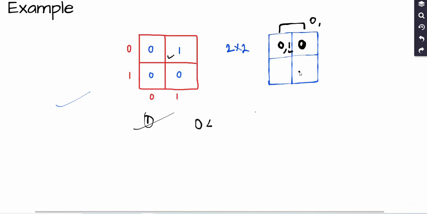So I would choose 1. So this would contain 1. Same goes for this adjacent cell. It would also contain 1. Fine. We can store 0 or 1, but we choose 1 for the sake of maximizing height.